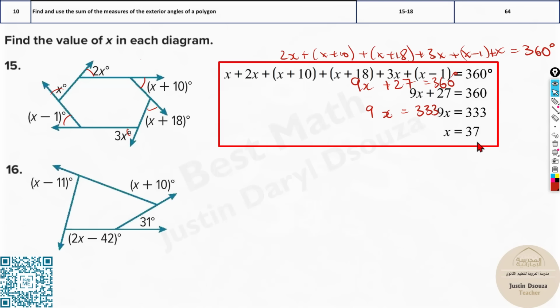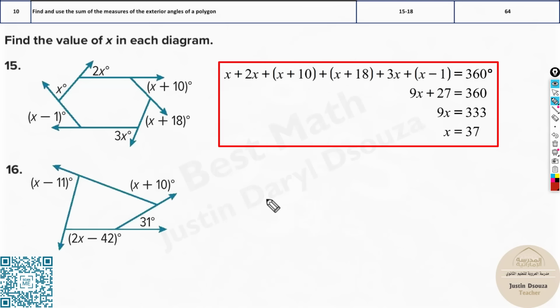I couldn't get it off the top of my head, so 37 is the correct answer. Or you can just put any step in the calculator to get the same answer. Let me do the next one as well. It's another easy one. x minus 11 plus x plus 10 plus 31 plus 2 times x minus 42 will be equal to 360. You can take all these numbers to the other side and leave only x over here.